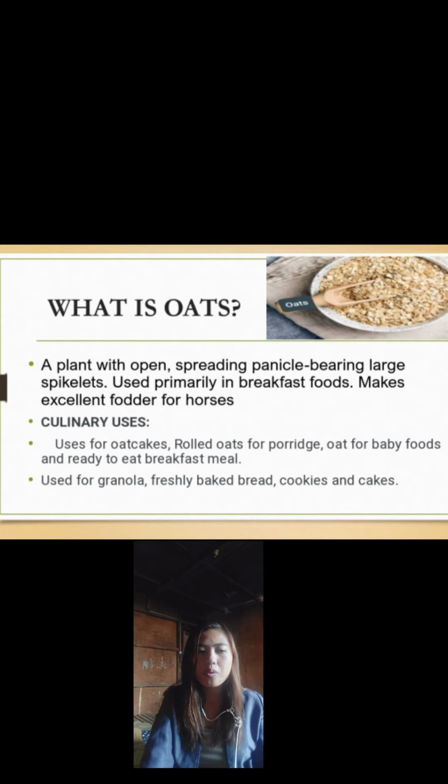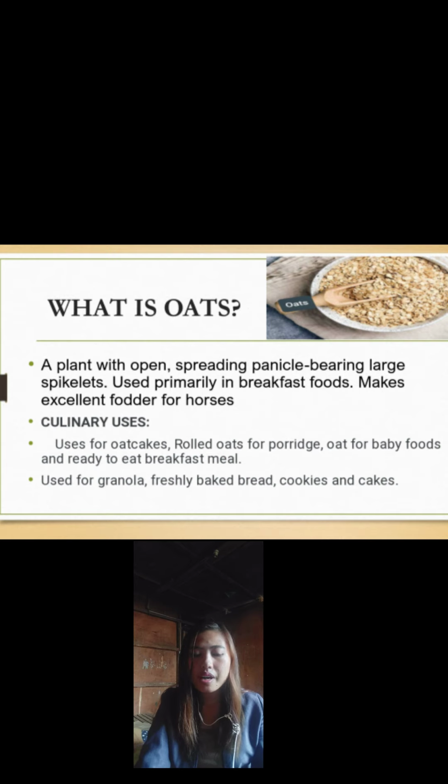Let us define what is oats. Oats is a plant with open spreading panicles bearing large spikelets. So that is the structure of an oats. And also, oats is primarily served as a breakfast food. Yes, this is usually a type of cereal that is served for human consumption, breakfast.